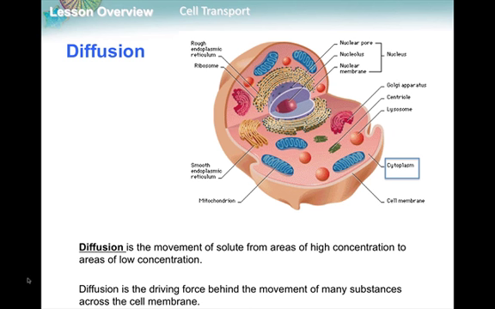Hey guys, in this video we're going to talk about diffusion and osmosis. Both of those deal with the movement of materials. We're going to start with diffusion. And what I've got here is a picture of a cell.